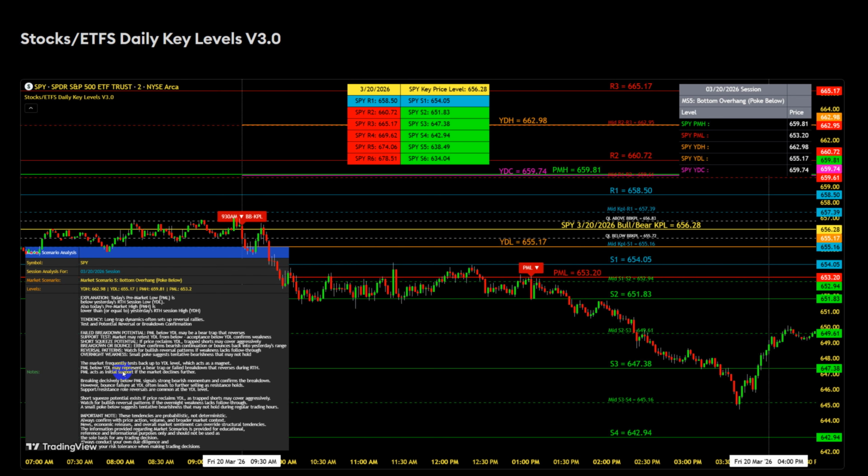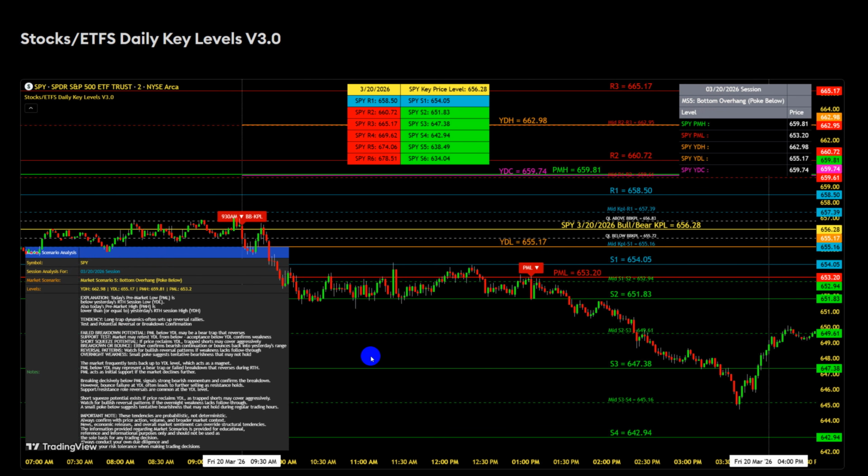market open at 9:30 a.m. Eastern New York time, the Stocks ETFs Daily Key Levels Indicator will classify the session at the first tick of the 9:30 open, giving you the market scenario for today's session, both here in this table up here for these contextual levels, as well as if you turn on the optional market scenario analysis table, it will give you more detailed information on this table.